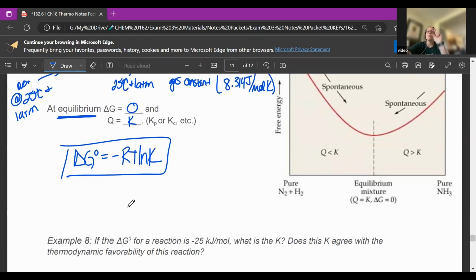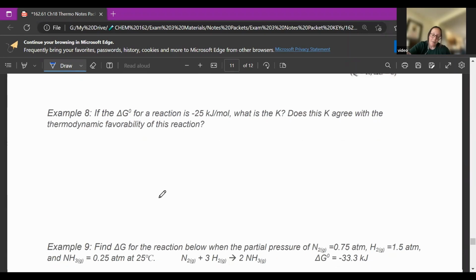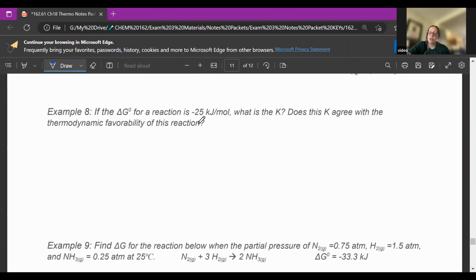So we've talked about 3 different ways to calculate delta G. Now we're going to implement this one. Example number 8: if the delta G for a reaction is negative 25 kilojoules per mole, what is the K value? When you're approaching these problems, all you have to do is look at what you have values for and then find the equation that lends itself to what you have values for. So in this case, I have, I'm going to pull it out.